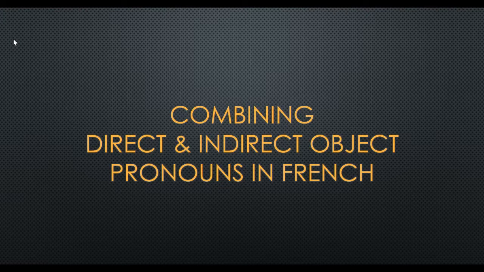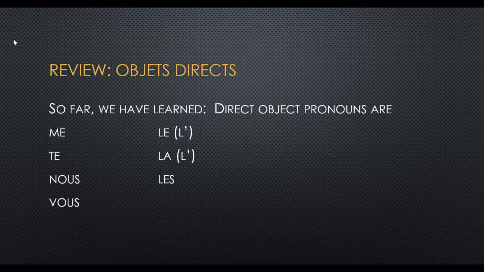So let's review just a little bit first. Now, we've been talking about these for a month. They are both direct and indirect object pronouns. So far we've learned the direct objects. We've learned these as me, te, nous, and vous, and le, la, les. Now, these can be both people or things.